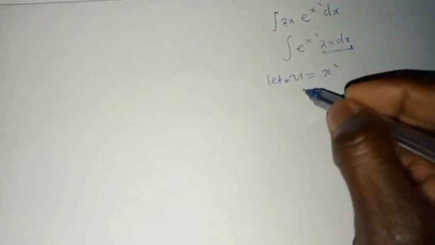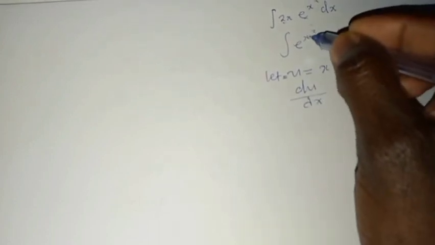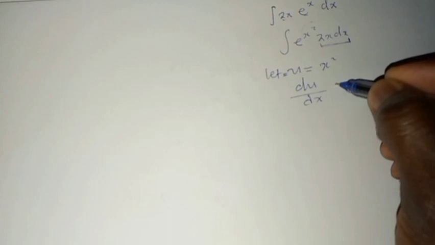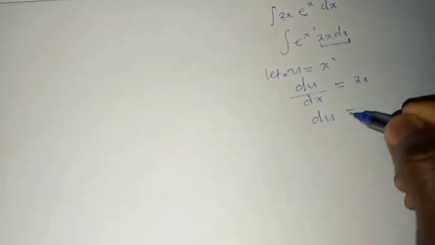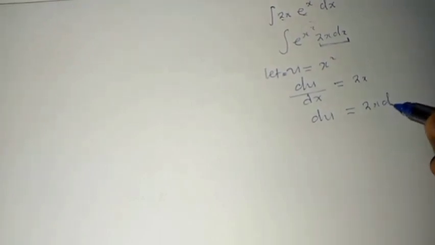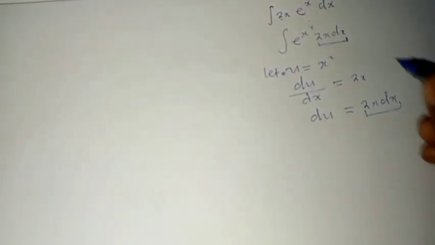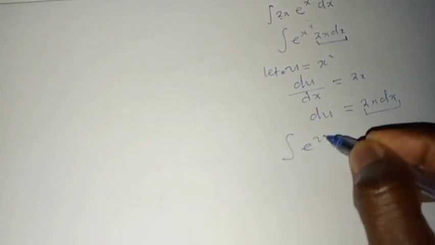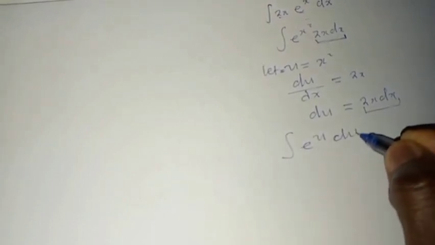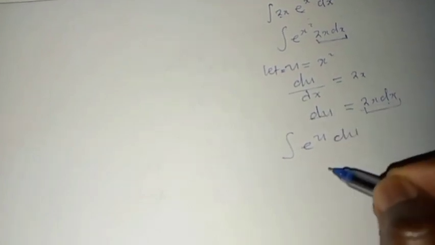You say let u be equal to x². Then we can differentiate by saying du over dx is going to be equal to 2x. I can make du the subject of formula by saying du equals 2x dx. So you find that this part and that part are equal. Now your integral is going to be e^u du. You have replaced this with that.